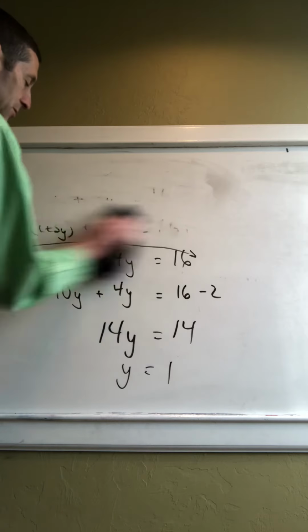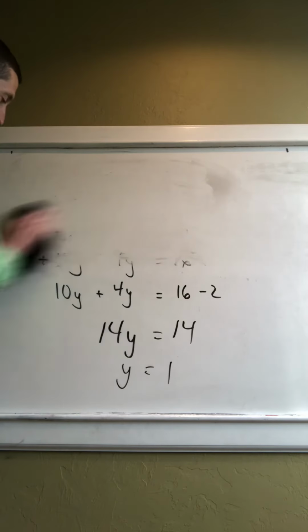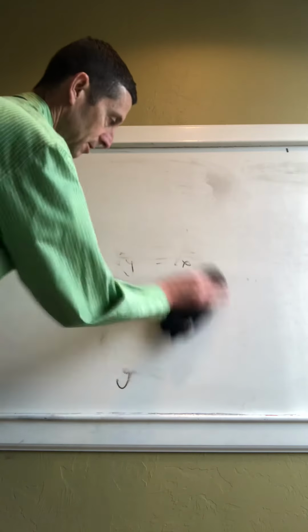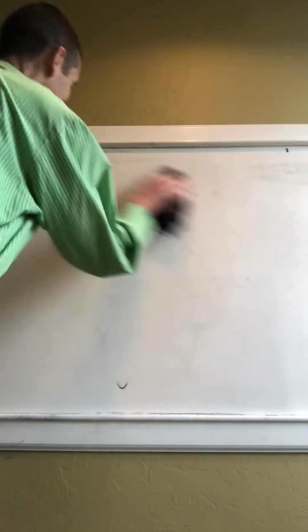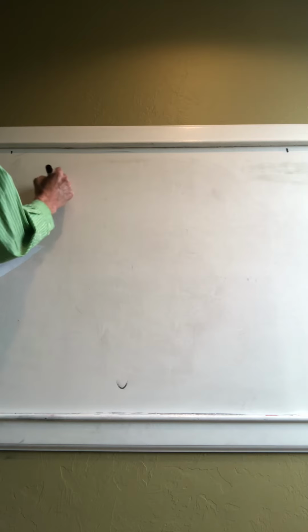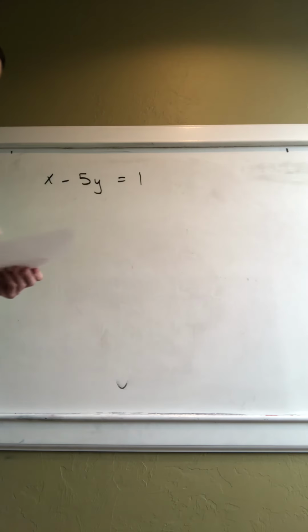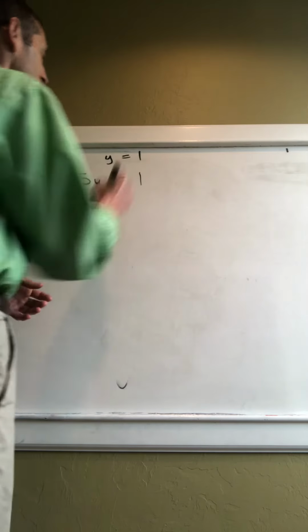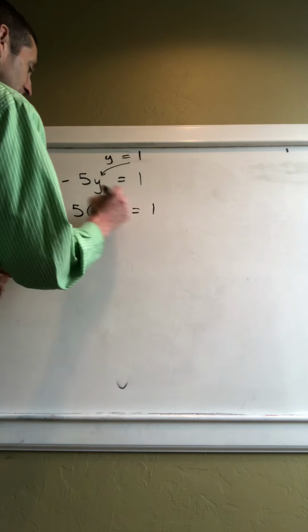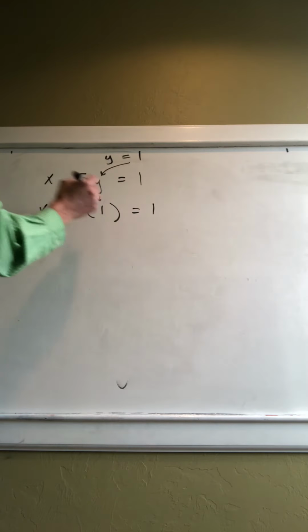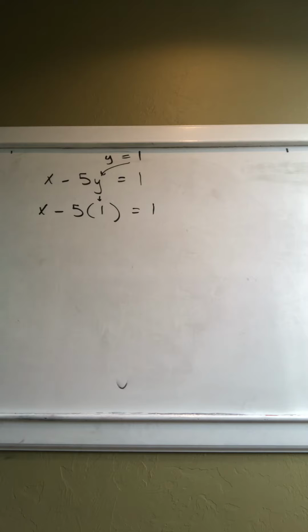All right, run back to your original 2 problems. I hope you guys can see this on the camera. It doesn't erase very well today. Okay, so we're going to go back to our 2 original equations. Here's the very one at the top: x minus 5y equals 1. We just figured out that y is equal to 1. So we can take the 1 that we just found for y and plug it back in. Y equals 1, plug in a 1 for y, and now we can get our answer for x.